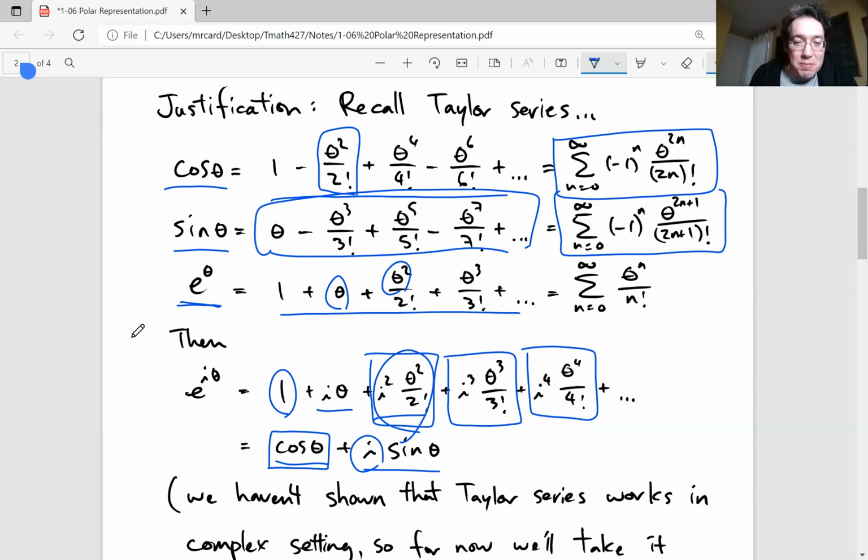So at least if you believe that you can rearrange this infinite series into two groups, the even ones and the odd ones, and then recognize those as, oh, this is the Taylor series for cosine, and this is the Taylor series for I times sine, then this formula would be true, right? As long as the reordering is justified.